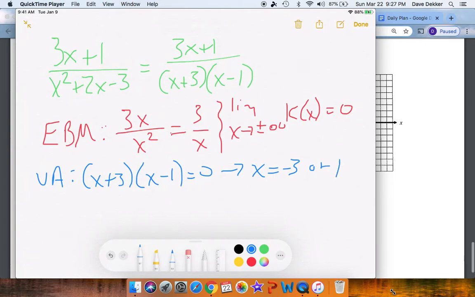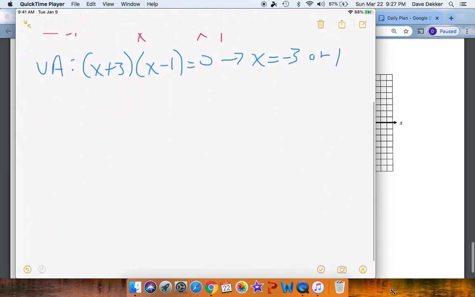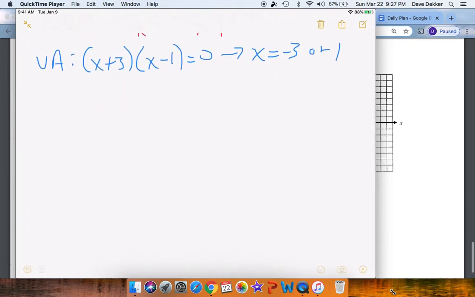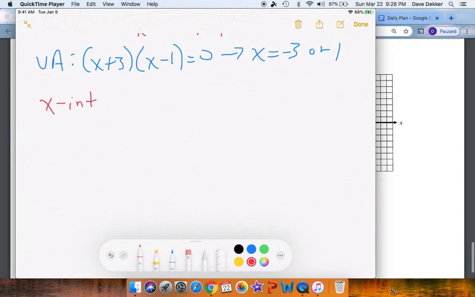Okay, let me bring that up there a little bit. Okay, we need to look for x-intercepts. Oops, let me switch colors. Red. Okay, where are x-intercepts? Okay, for this one, we're looking at the numerator. Where does 3x plus 1 equal 0? And that's going to be when x equals negative 1/3 if you move the parts around.